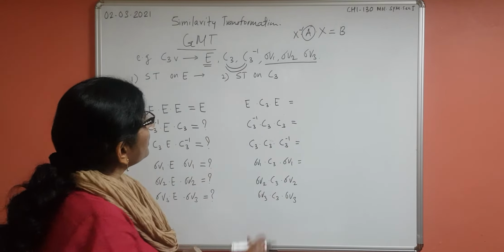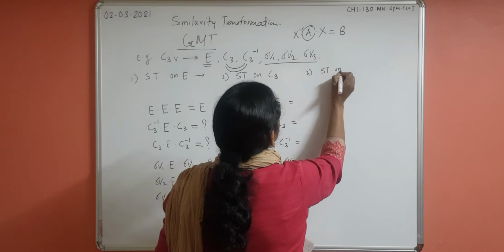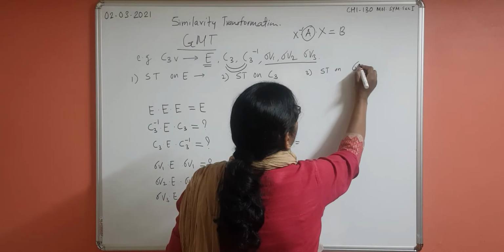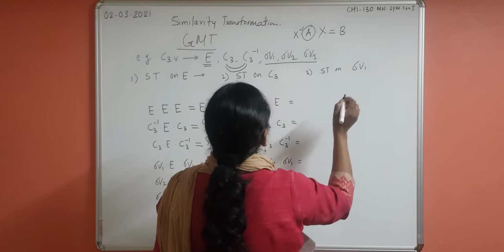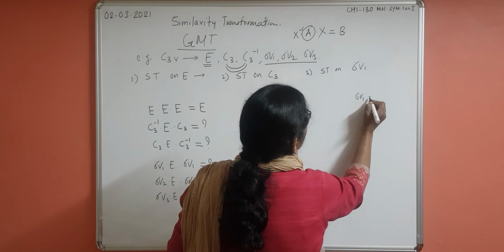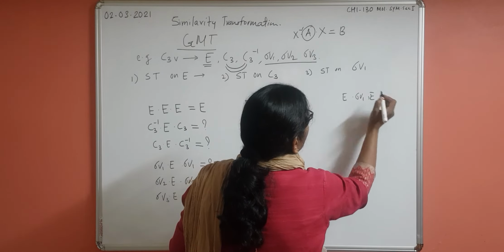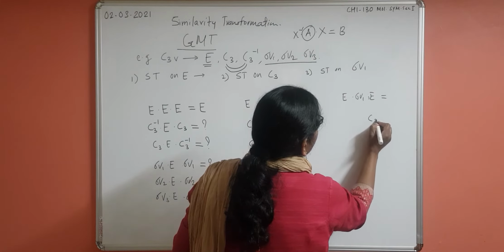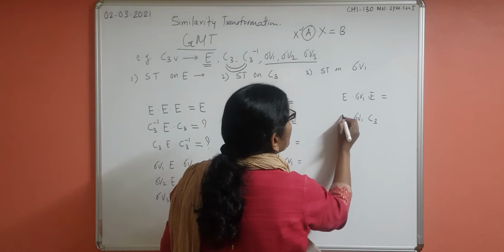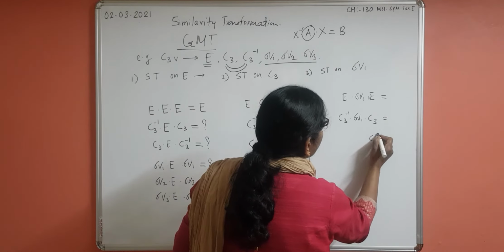Similarly, you have to write for similarity transformation on sigma V1, sigma V2, sigma V3. I'll just complete for sigma V1. You do for sigma V2 and sigma V3. So again here sigma V1 will be at the center, product right side identity, and we have to get the product. Then second symmetry element is C3, similarity transformation on sigma V1. Inverse of C3 is C3 inverse. Find the answer.